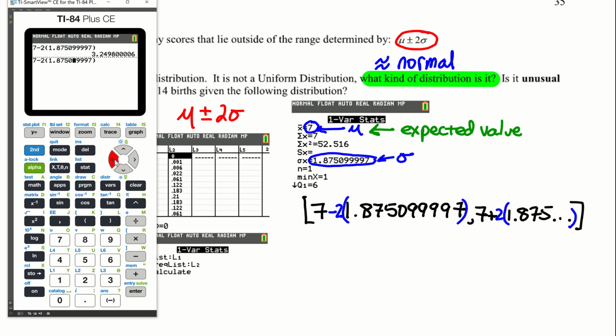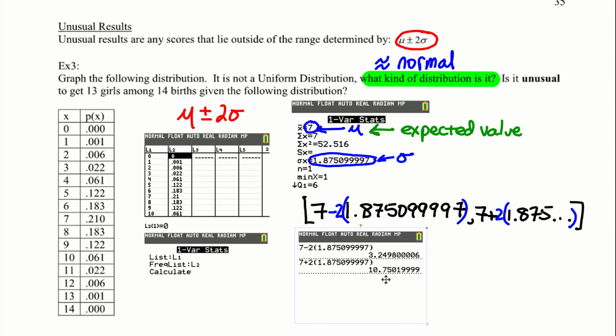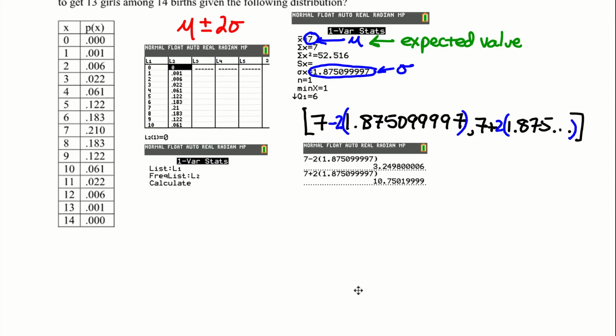So we type in the whole decimal the one time, but then the second time, it's just a little copy paste action. So the usual interval is going to be happening between, and we could do a little bit of rounding, approximately 3.25 and 10.75.